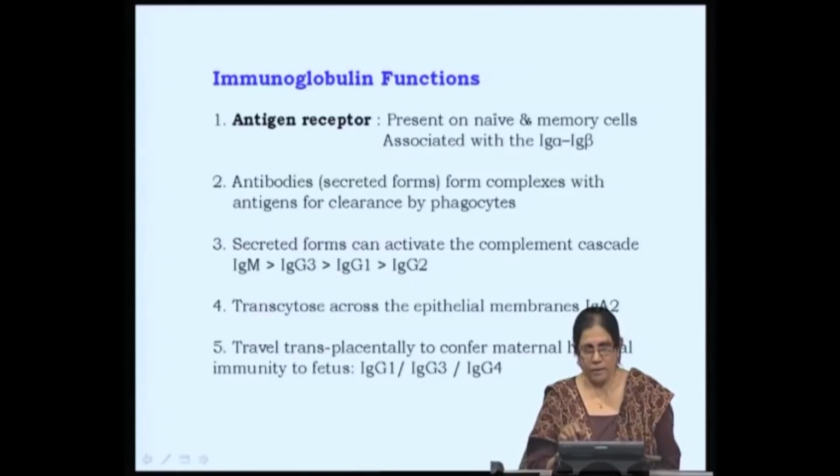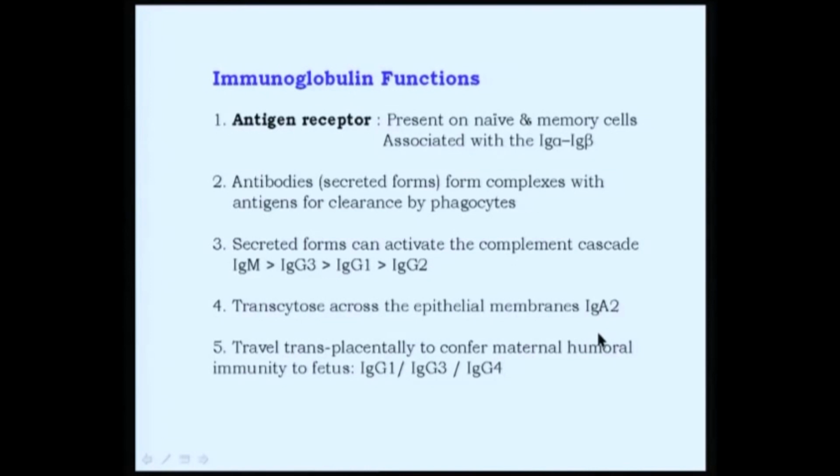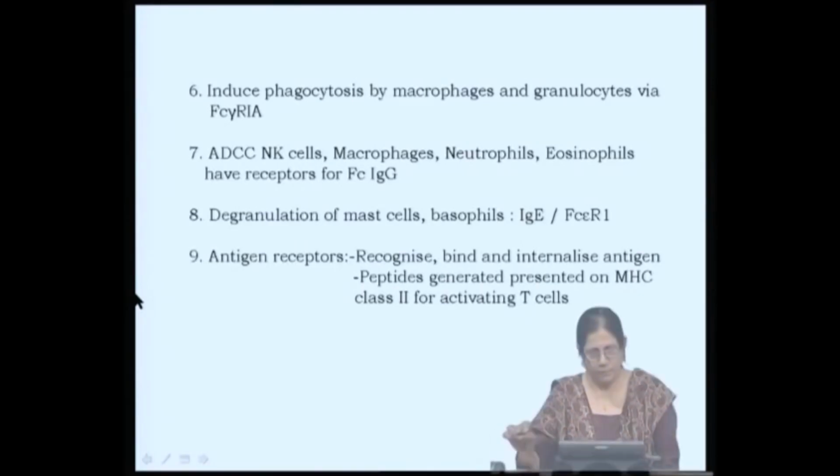IgA2 can confer immunity in the body fluid by transcytosing itself across epithelial membranes. IgG1, 3 and 4 can travel transplacentally to confer maternal immune response, immunity to the fetus.